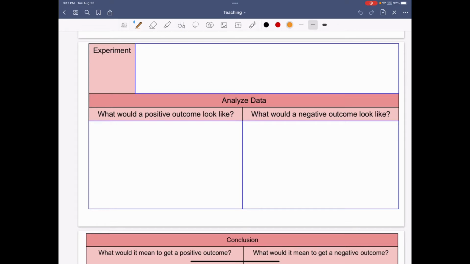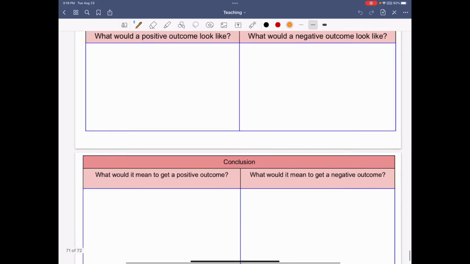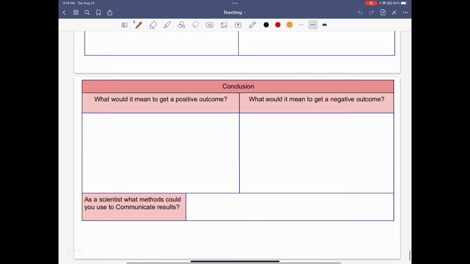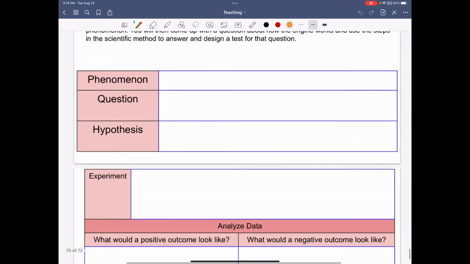We want to try and look forward and say, what would I consider a positive outcome, meaning that it supports my hypothesis? What would I consider a negative outcome, meaning it doesn't? And then I would write down my conclusions. What would a positive outcome mean? What would a negative outcome mean? And then, as a scientist, what methods could you use to communicate your results? We're going through the scientific method with a new phenomenon.